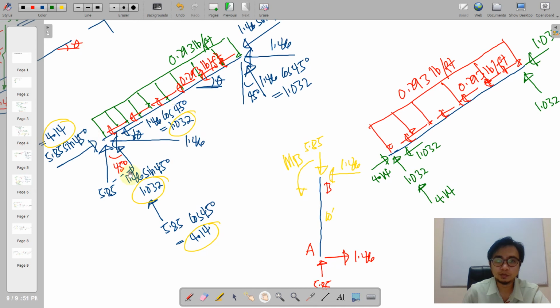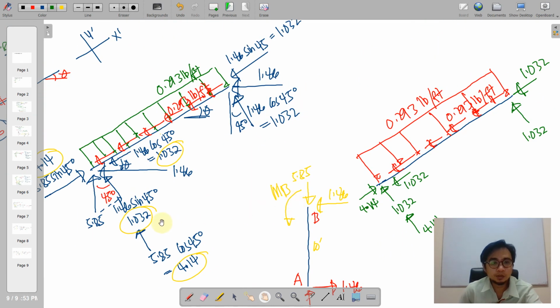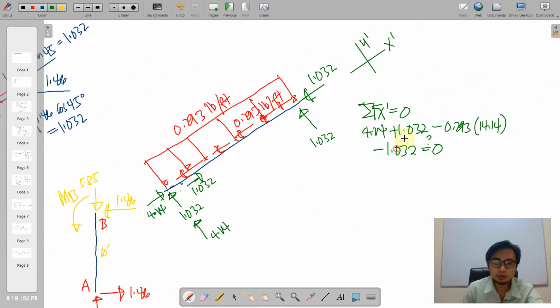4.14, 1.032 leftwards, 1.032 upwards, and then another 4.14. So I think we have misdirected this. Notice that we have a rightward force here, 1.46 sine of 45. So this should be towards right. So we'll just have to replace the sign here. This becomes positive, and then we recompute. So now it's really equal to 0.